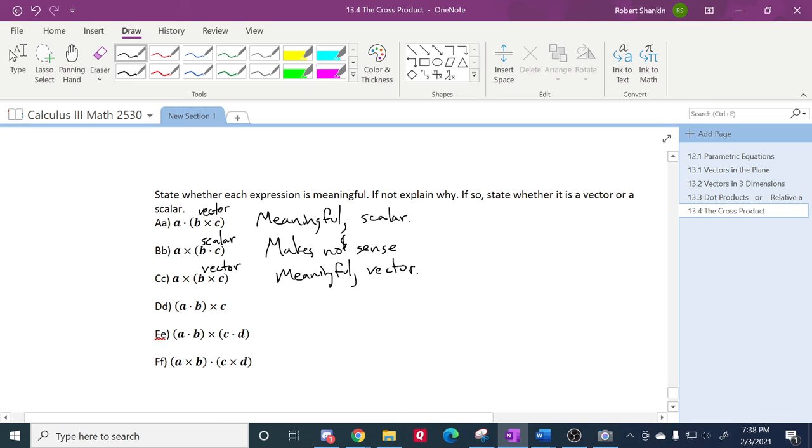Now the vector that you get, what are its properties? One thing I can say about it is this new vector is going to be perpendicular to A. Is this vector going to be perpendicular to B? That I'm not so sure. The vector in parentheses is perpendicular to B and C, but then this other vector is perpendicular to that vector, but at least I know that it's a vector that's perpendicular to A.